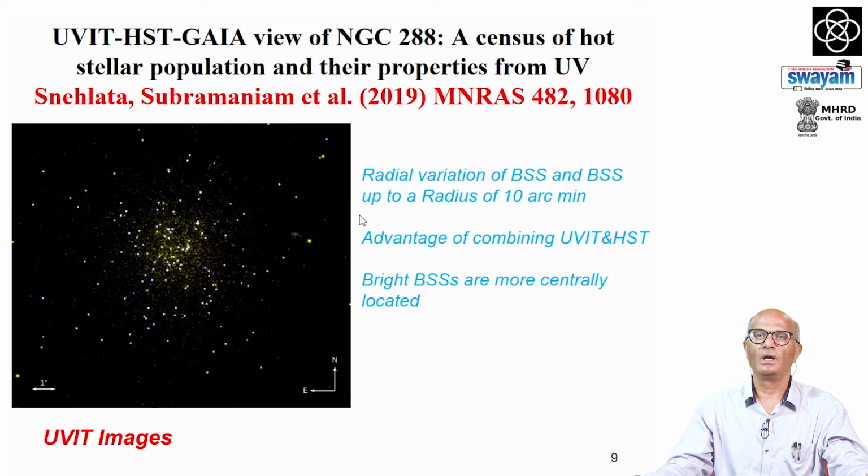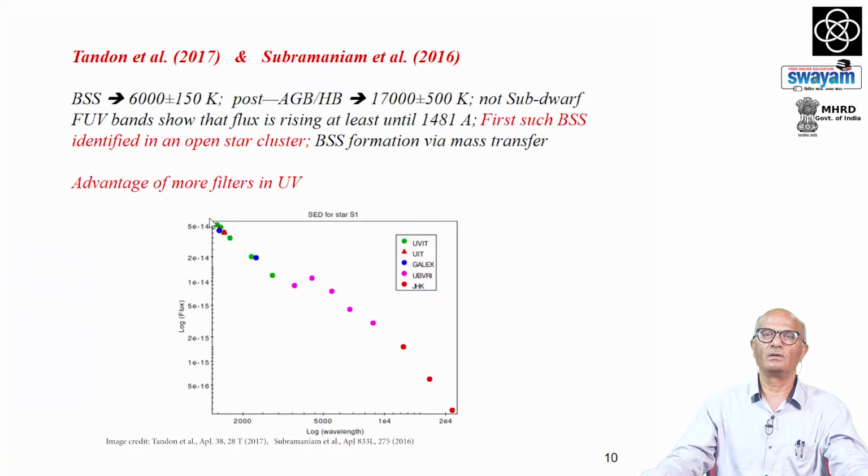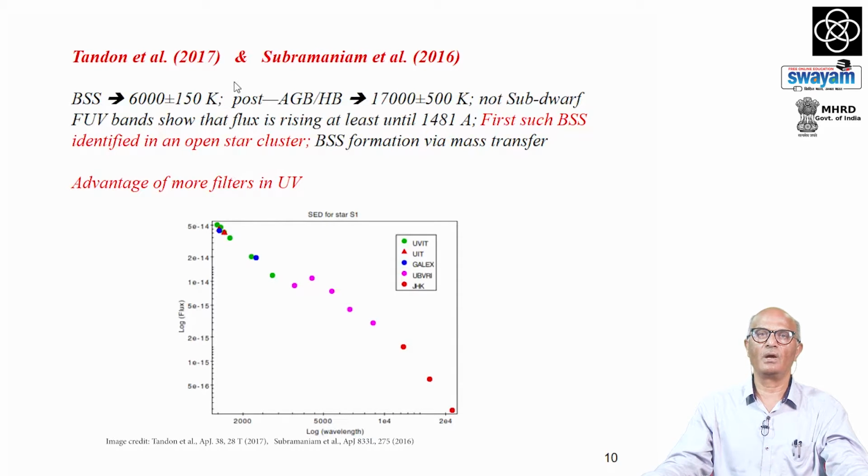That advantage has been utilized in studying these clusters, and they have been able to study the radial variation of blue stragglers up to a radius of 10 arc minutes. This became possible by combining information from UVIT and HST. It was found that bright blue straggler stars are more centrally located, and they have been able to conjecture how their properties change with radius and what the possible scenarios are for the formation of blue straggler stars in this cluster. Another example they have published is in the references, Tandon et al. 2017 and Subramaniam et al. 2016.